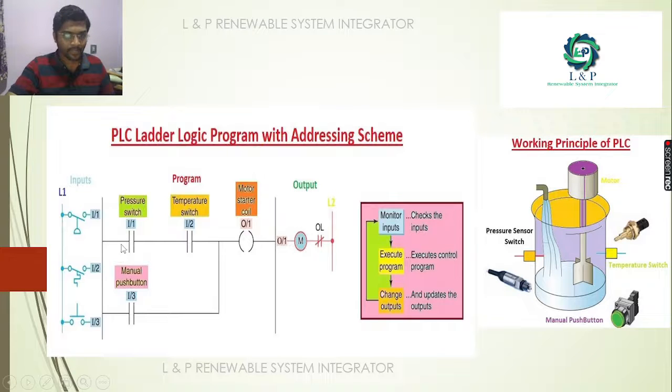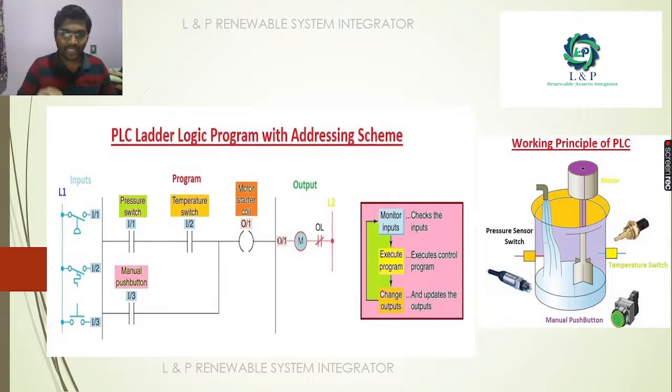See here, so this is how the logic is made. So we have a pressure switch, temperature switch, and the manual pusher. See the difference. This rung defines a single thing: if the pressure switch is on and if the temperature switch is on, then the motor can start working. Or with the help of the manual push button, if you press that one, the motor can operate directly. So this is the logic we had made.